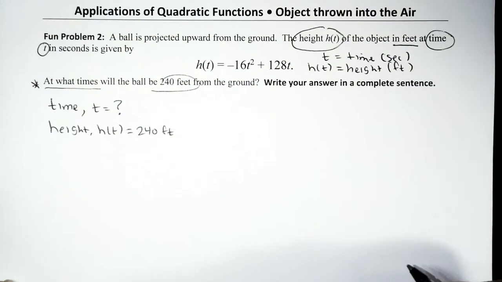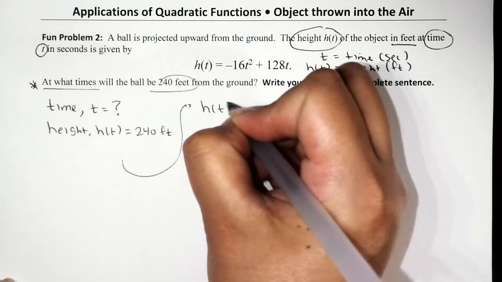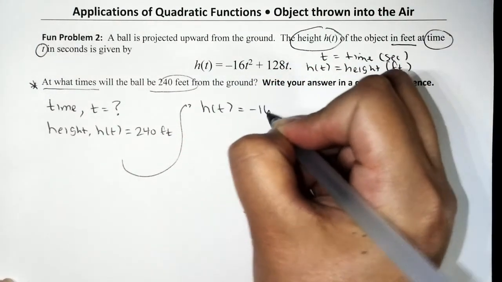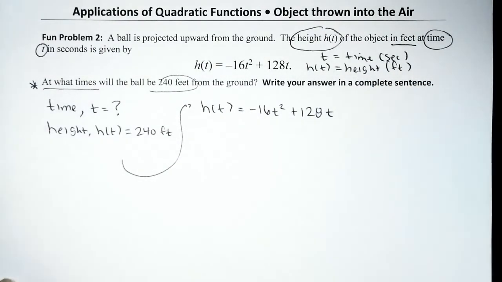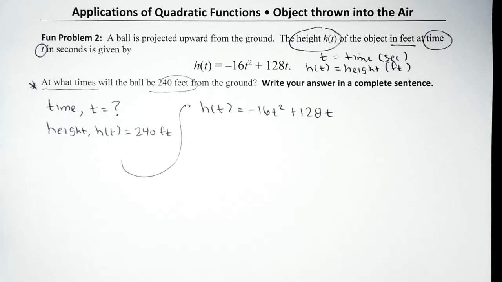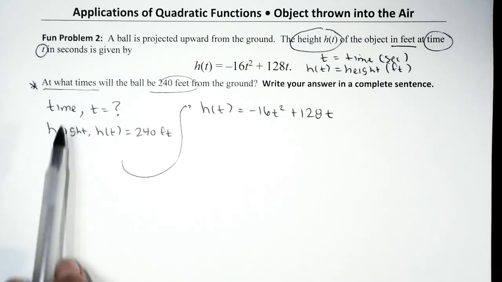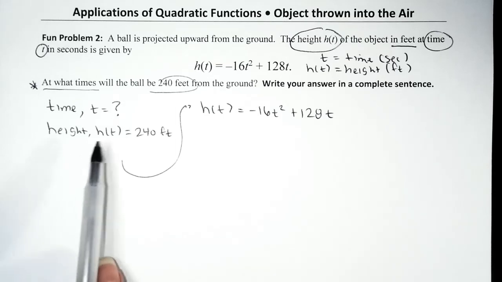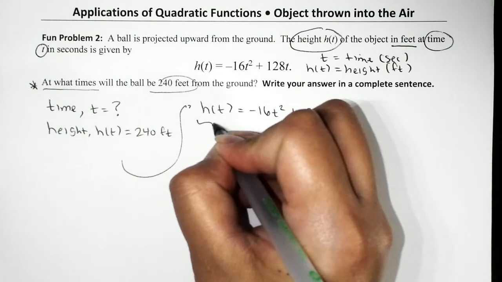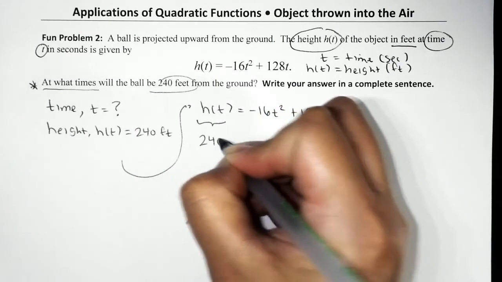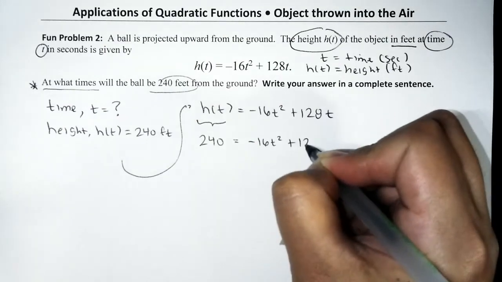Okay, so let's go ahead and do this. I'm going to start off with my function again. So we have H of T equals negative 16t squared plus 128t. If they give me an equation, I start out with the equation. If they give me a function, then I start out with the function. So I'm going to plug in what we know and then solve for what we need. We know that the height is 240. So we're going to represent height with 240, and then we bring down the rest of the problem and solve for what we need.